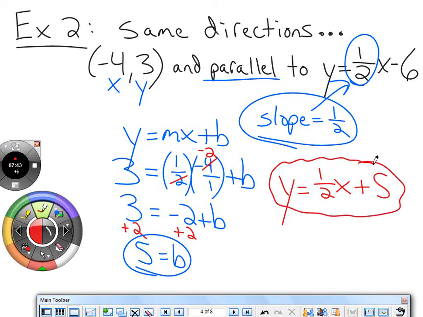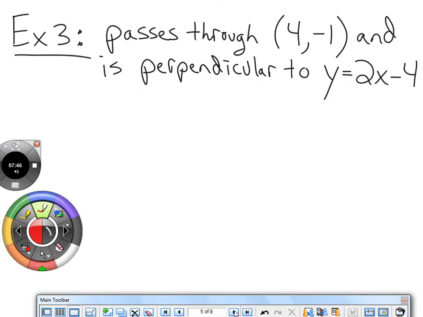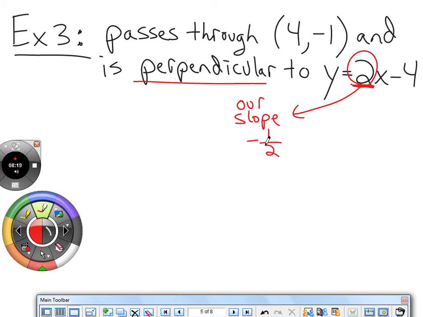What about the perpendicular ones? Well, sometimes they'll say, hey, it passes through that particular point, and it's perpendicular to a particular line. Well, if it's perpendicular to a particular line, then we can grab the slope from that as well. It's just that if it's perpendicular to this line, it doesn't have the same slope. Remember, the relationship is flipping it and changing the sign. So if this slope is 2, we're going to need to flip it and change the sign. So that means our slope would be -1/2. That's flipping it and changing the sign.